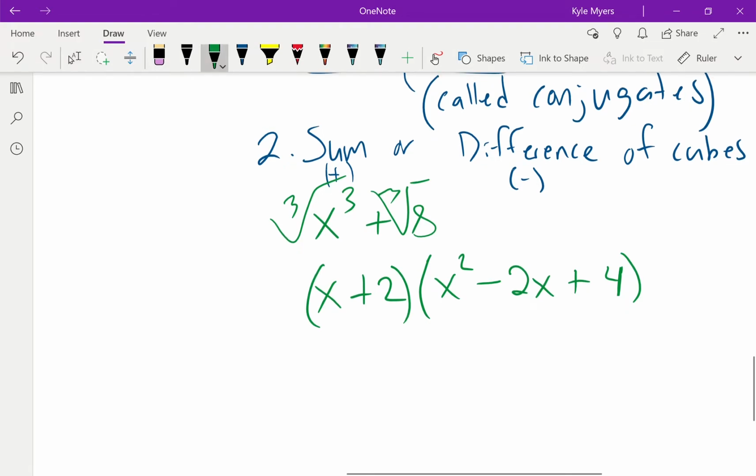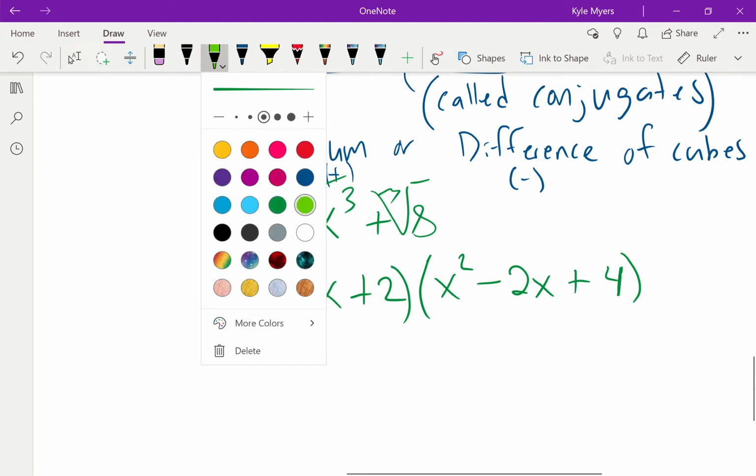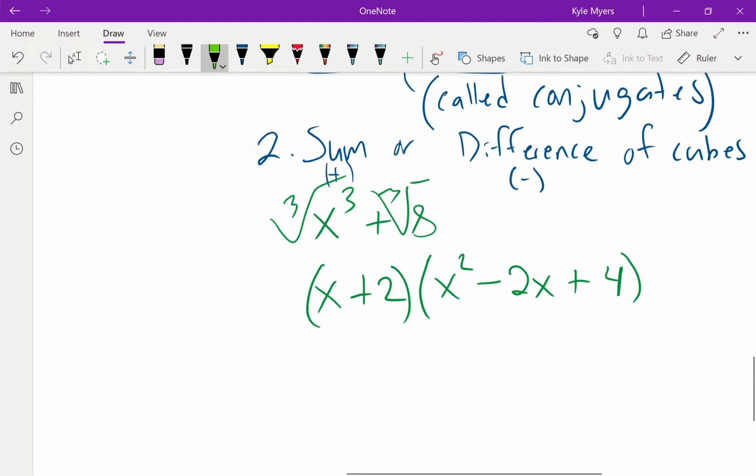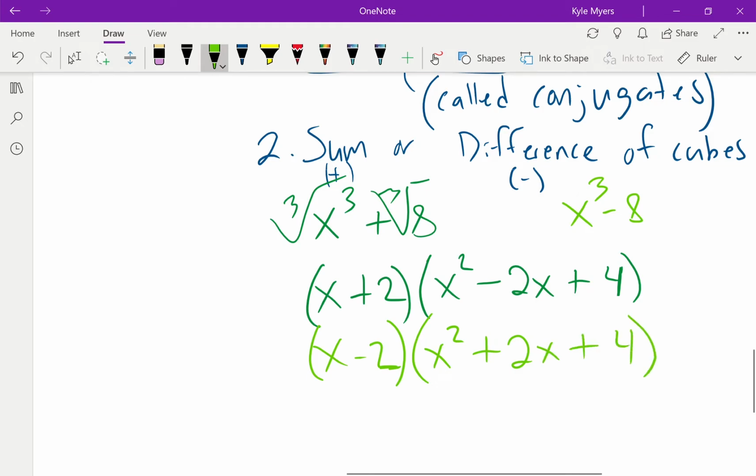So let me use a slightly different shade of green into another quick example. So here's what it would look like. I'll go ahead and give you the opposite real quick. So if I did minus, this is what it would look like. I have x minus 2, still be x squared, but then it'd be plus 2x plus 4, right? Only thing that changes is this sign right here in this grouping of parentheses, right? So this sign and this sign here, right?